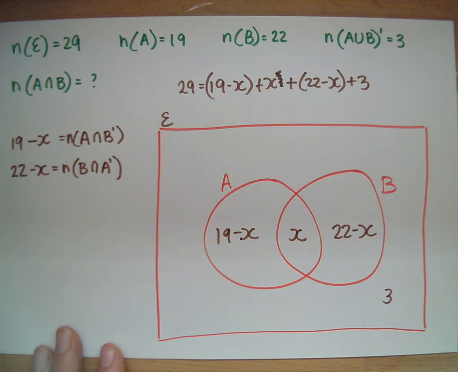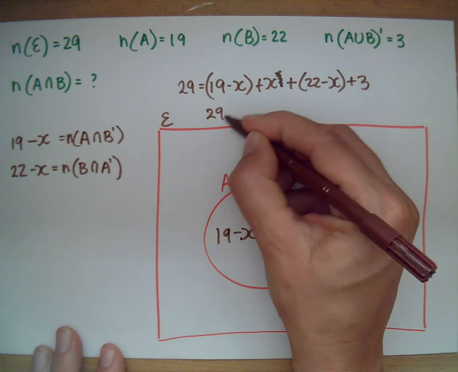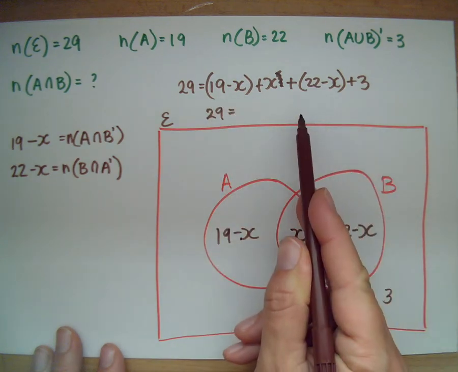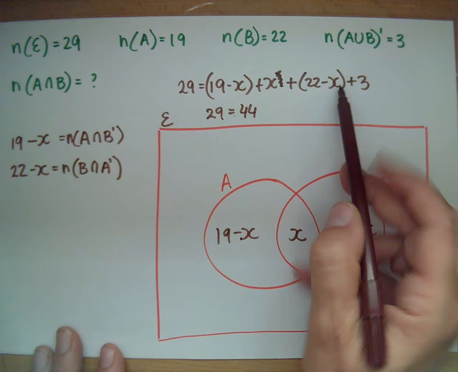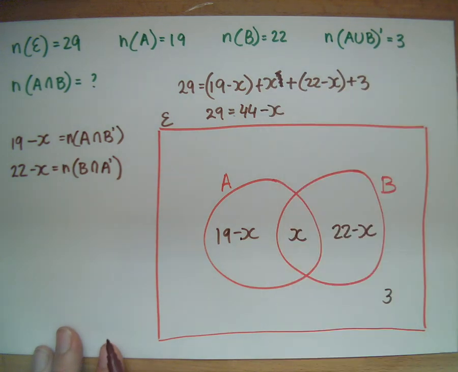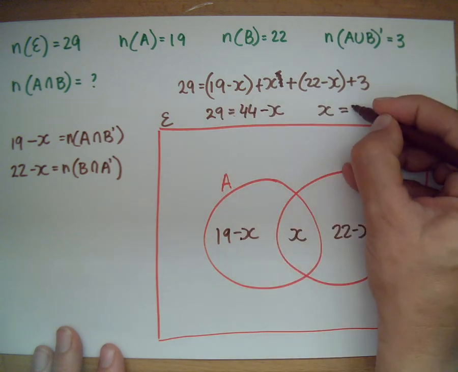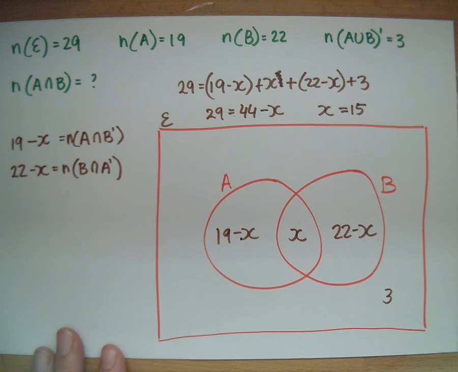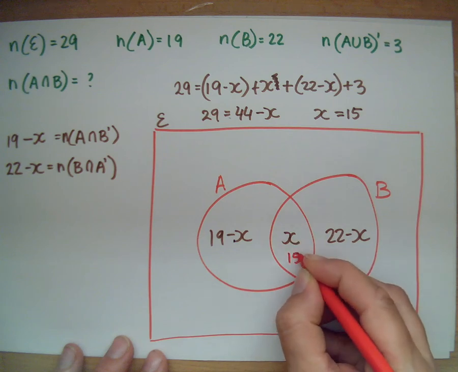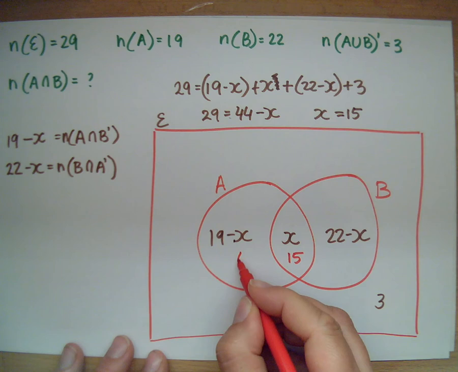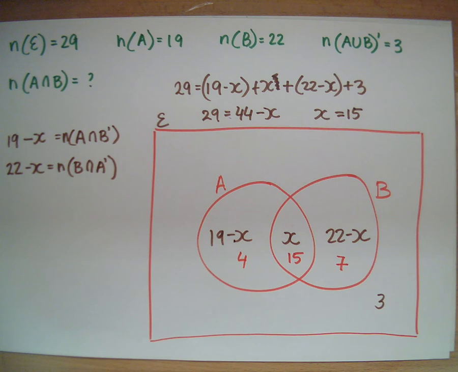And now all I do is solve for x. 29 equals 44 minus x plus x minus x. So minus x. If I move the x to this side, subtract 29 from both sides, I get x equals 15. And I can then say, okay, x is 15, 19 minus 15 is 4, 22 minus 15 is 7, and find all the numbers that way.